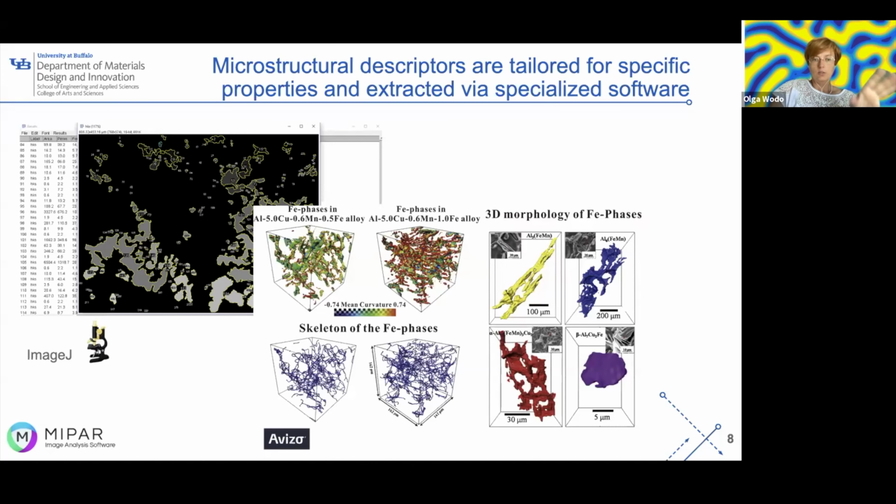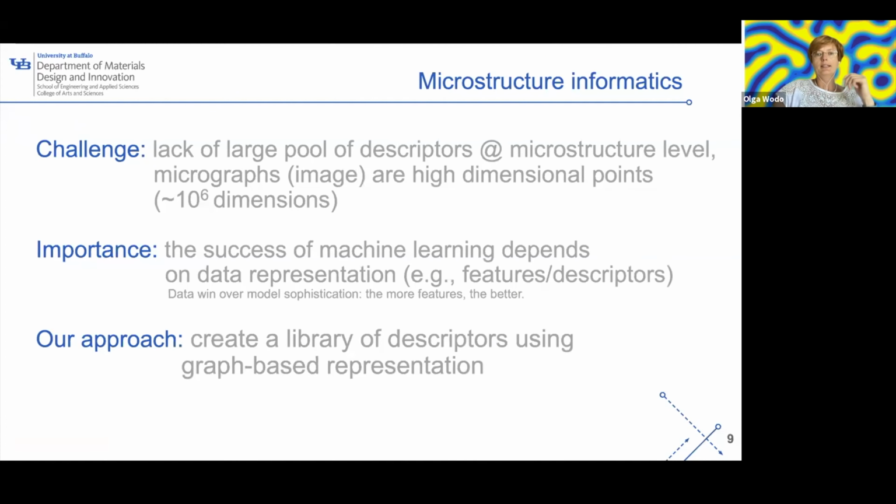Yes, there are tools that allow you to characterize some aspect of the microstructure. ImageJ is a very good example. There's Aviso, and other tools, but there's no tool where you take a microstructure, featurize it, and make it ready for the machine learning workflow. And this is a challenge in terms of microstructure informatics. We don't have a well-defined pool of descriptors at the microstructure level.